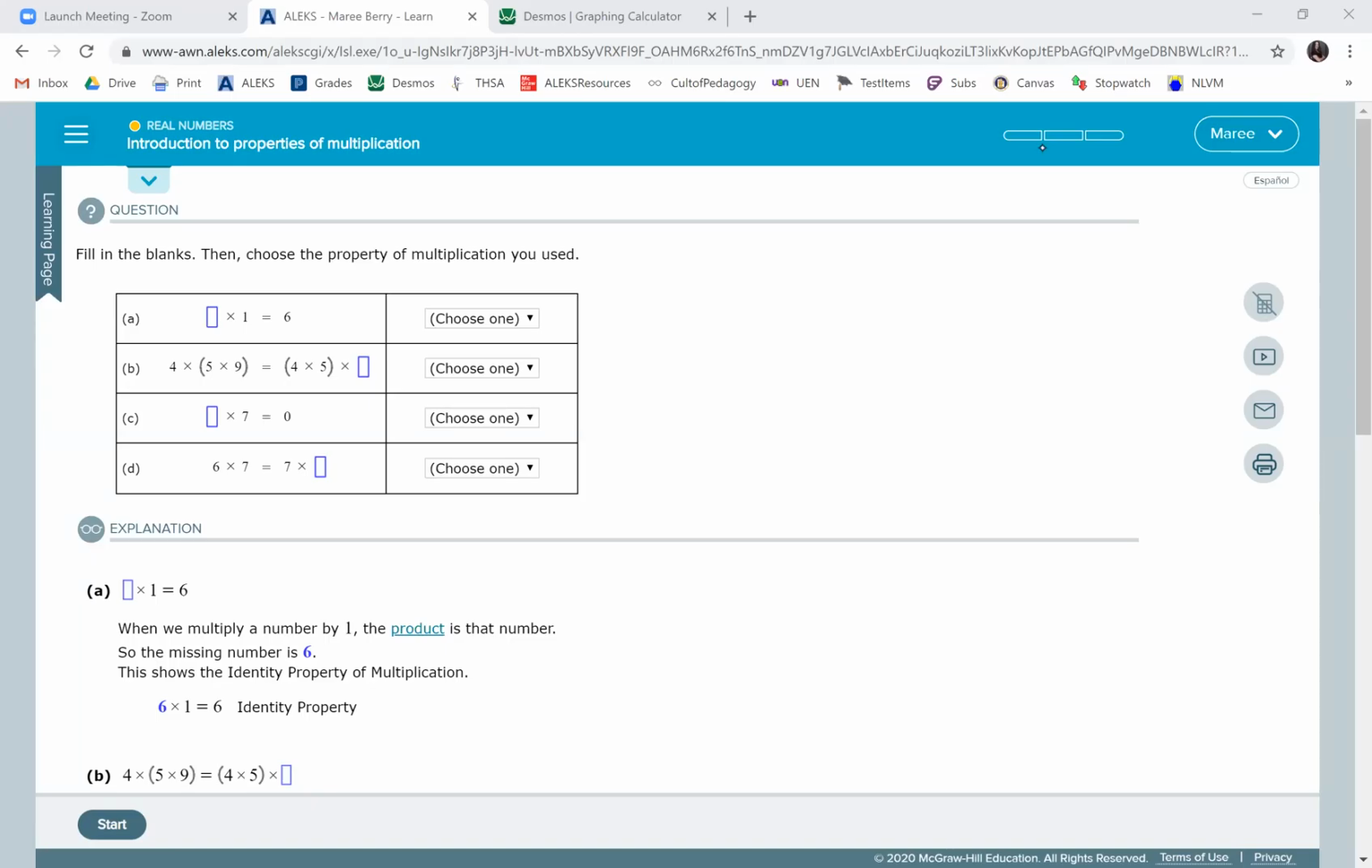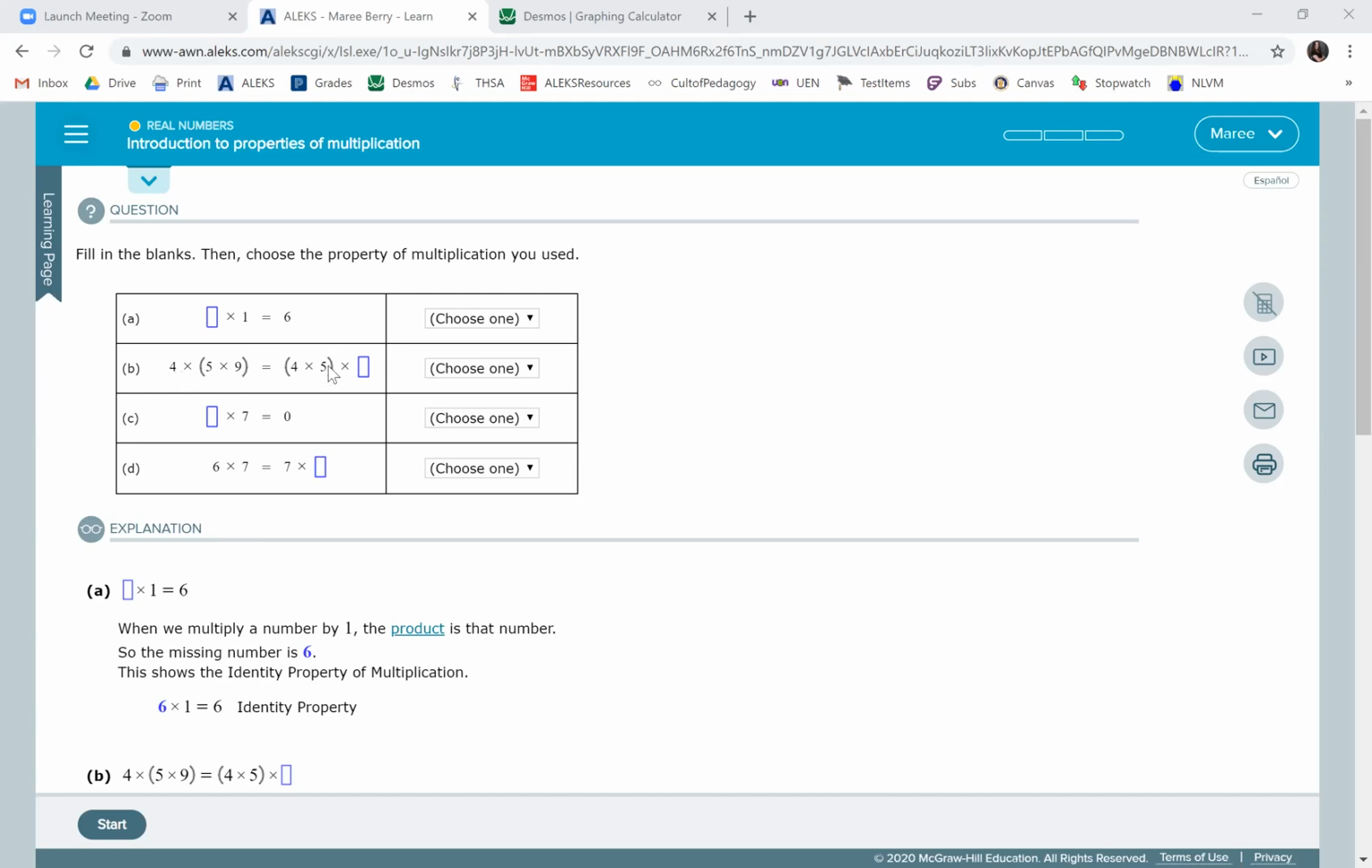On this particular topic, we're going to be talking about properties of multiplication. There are several properties that we need to know about. Anytime you multiply by 1, you get the same number that you started with. That's called the identity property. I always think about how if you don't want to change your identity, you multiply by 1. So that's the identity property.